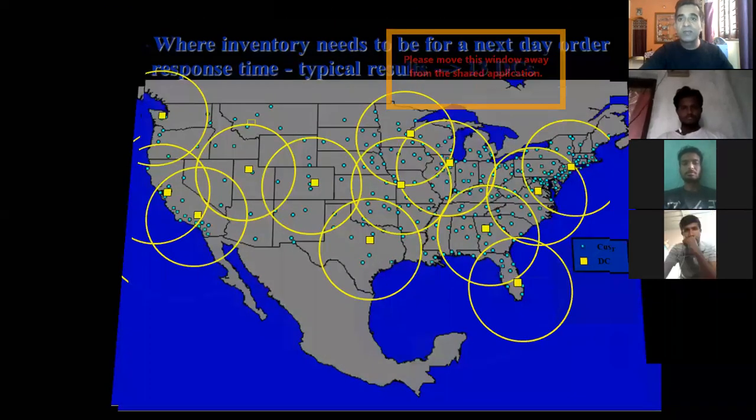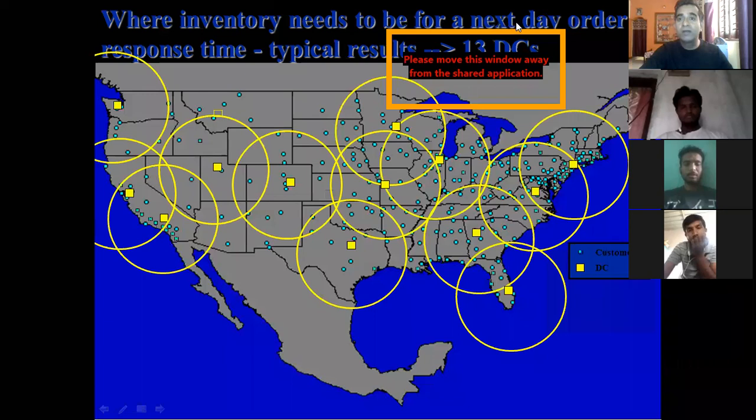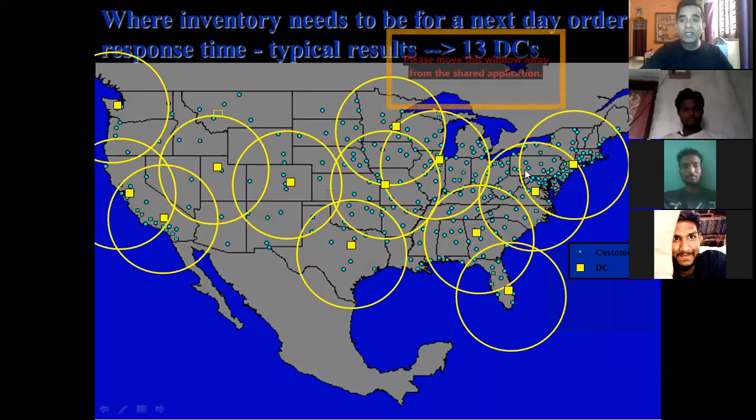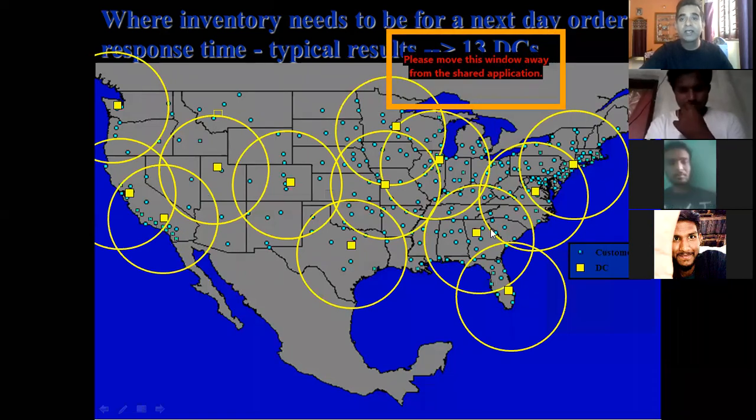Similarly, if the company is planning to make the order delivery next day, which means within 48 hours, typically it should have 13 warehouses or 13 distribution centers, and you can see the geographic location of each of the 13 distribution centers. With this, the company will be able to deliver the orders the very next day anywhere in North America.